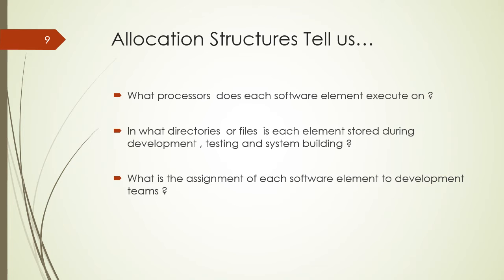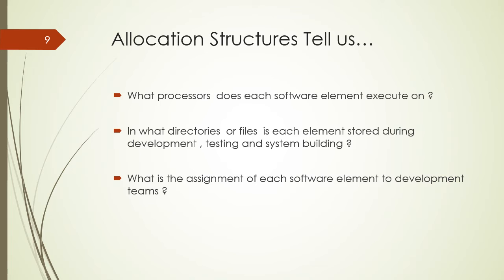Now, what do the allocation structures tell us? They tell us what processors each software element executes on, in what directories or files each element is stored during development, testing, and system building, and what is the assignment of each software element to the development team.